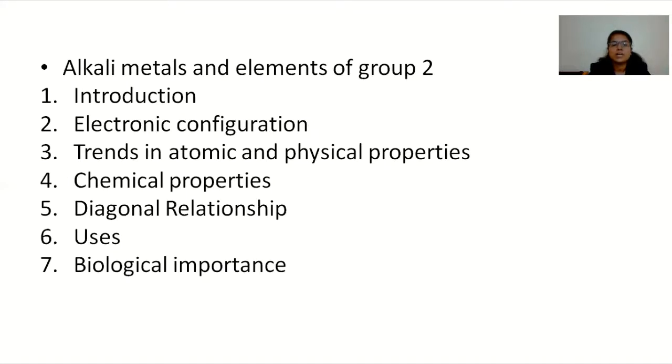So in this lecture, today we have completed this. These are the points: what is meant by alkali metals and elements of group 2. Particularly, in your textbook it says alkali metals and elements of group 2, not elements of group 1 and group 2. I say this because alkali metals do not include hydrogen. Hydrogen was considered only for electronic configuration in these points. All the rest are the alkali metals of group 1. After that, we saw electronic configuration, trends in atomic and physical properties, chemical properties, diagonal relationship, uses and biological importance. So here our third lecture is covered.